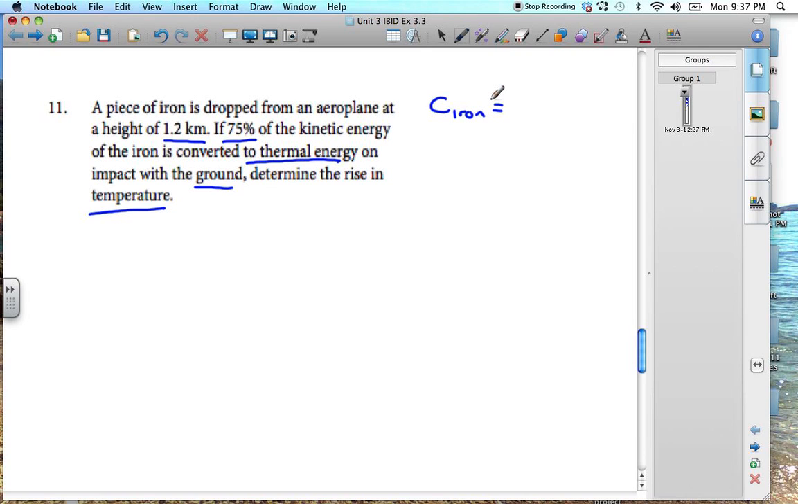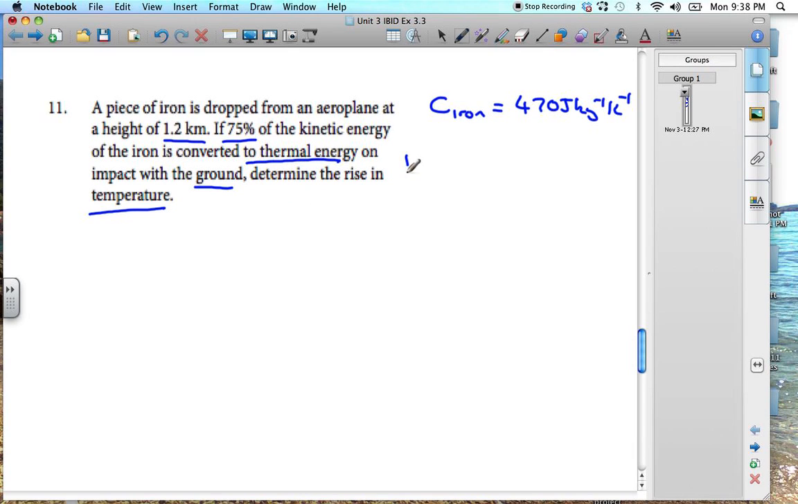We have iron is 4.7 times 10 to the 2. It's 470 joules per kilogram per Kelvin. So we've got that amount we're going to need.